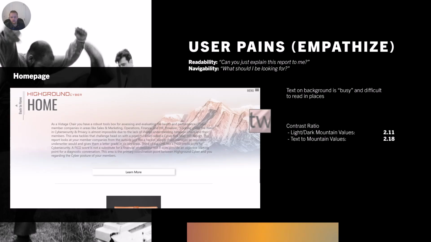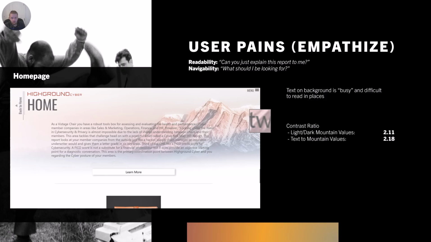So if I took a sample of the word "between" in that paragraph and I compared the light and dark values of the mountain background against each other, you get a 2.11 contrast ratio. On its own, doesn't really matter. But when you take the darkest value of the mountain background and compare it to the value of the text that's on the screen, you get 2.18. Why does that matter? They're nearly identical.